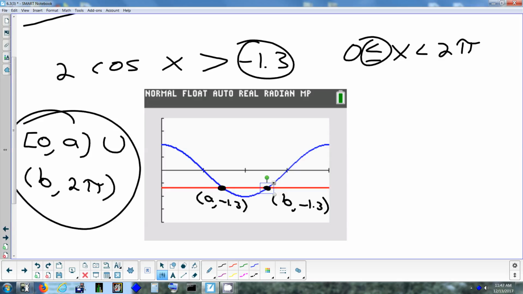Now if they wanted it the other way, strictly less than, you would be between a and b instead of outside a and b. Less than would be between a and b. And that's solving trig equations on the calculator. All you have to do is find an intersect, even for a problem like this. You still just find your intersects. Any questions on how to find an intersect?